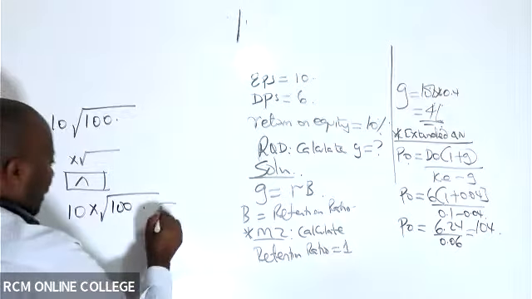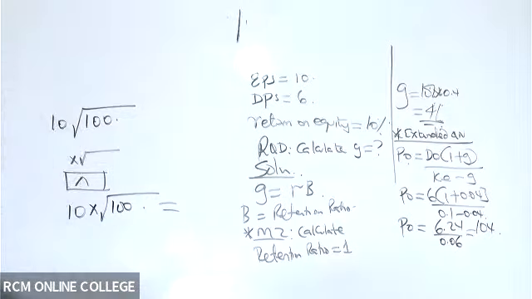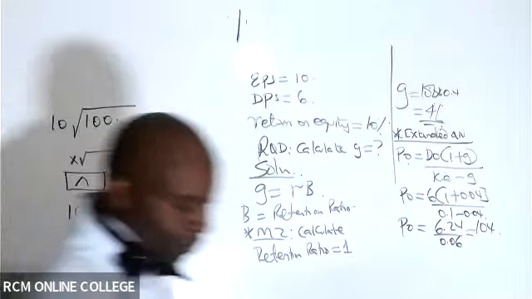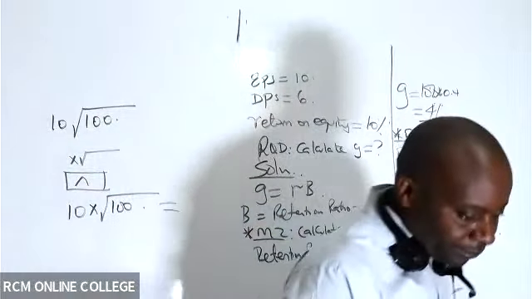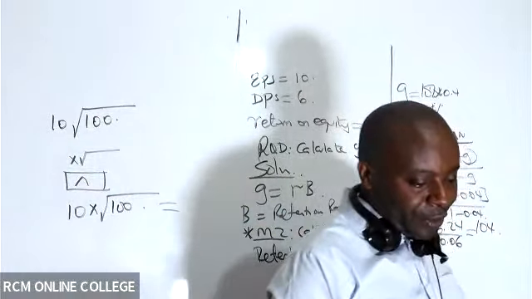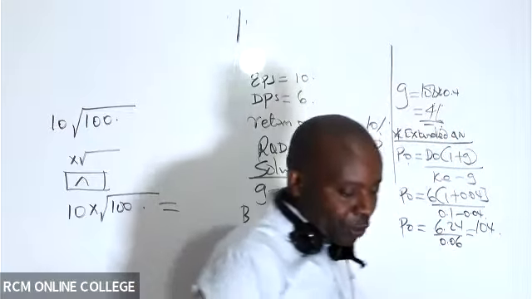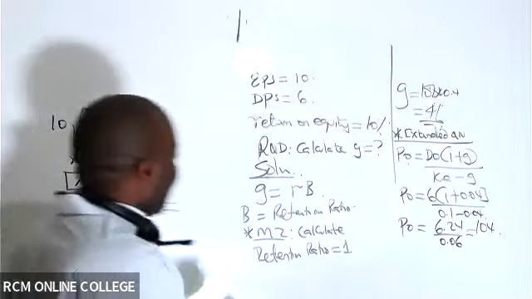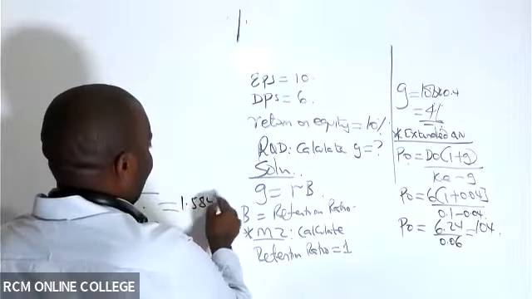So can somebody give me this figure here? So this gives me what here? Yeah, somebody is assisting me there, which is very good. So the final answer is 1.5849.